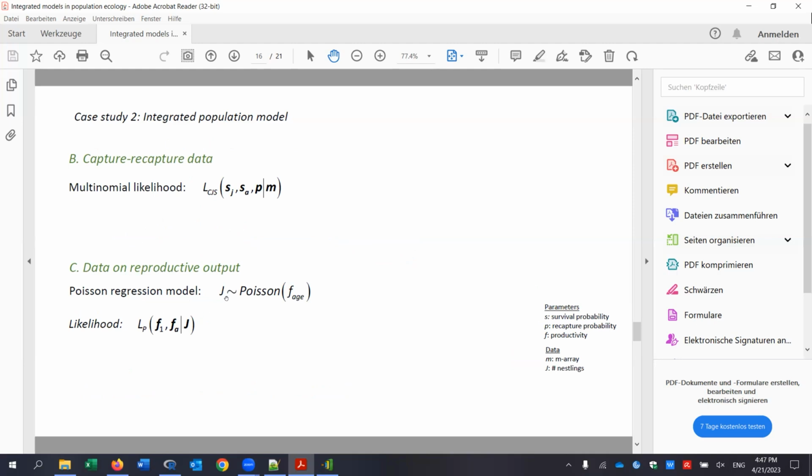And then we have the data on the reproductive output. For that, we can just use a Poisson regression model. The data here are just the number of fledglings that have been produced by a mother, by a female, and we know the age of the females, so that we are able to estimate the productivity for the 1-year-old individuals and for the adult or older individuals.